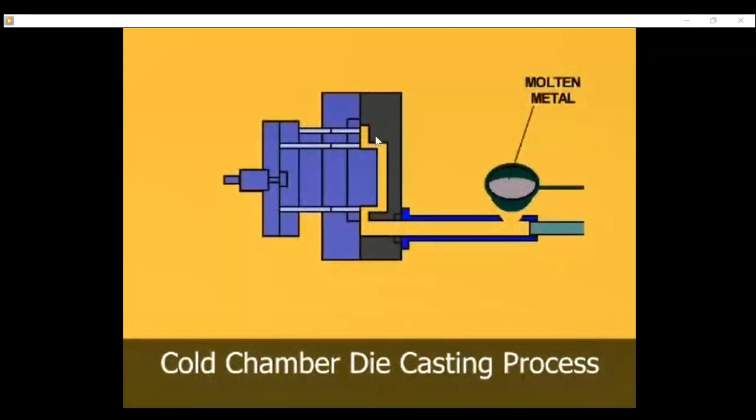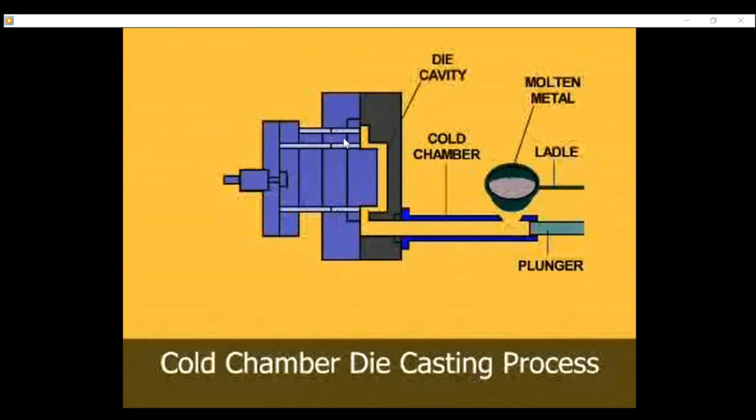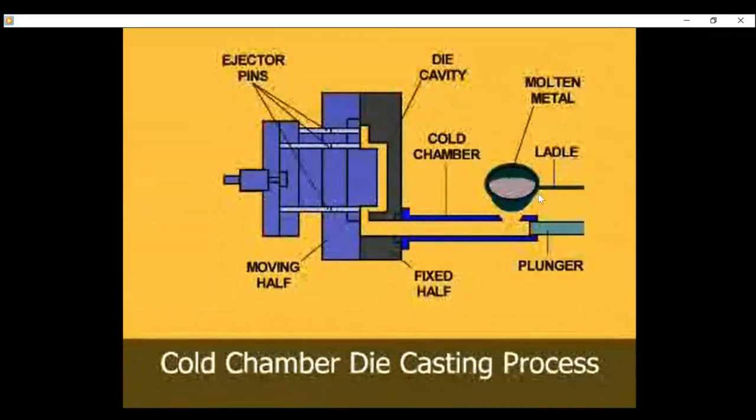When you close, you get the cavity as you can see here. So the cavity will be created when you close this one. This is the ejector pin. These are the ejector pins needed to eject the part out.